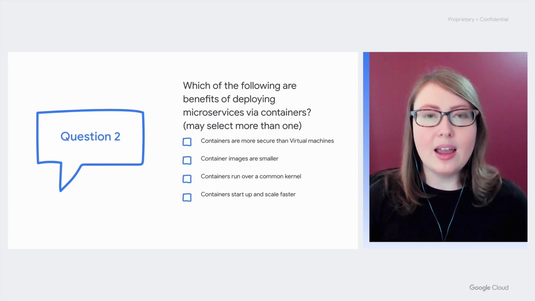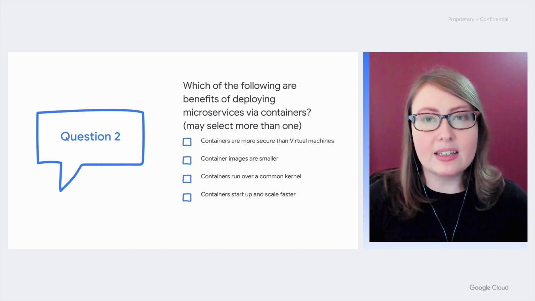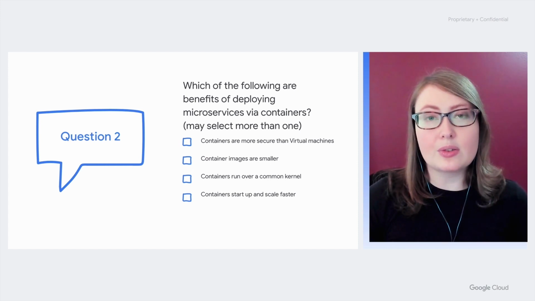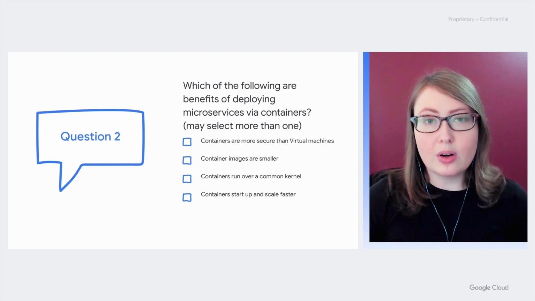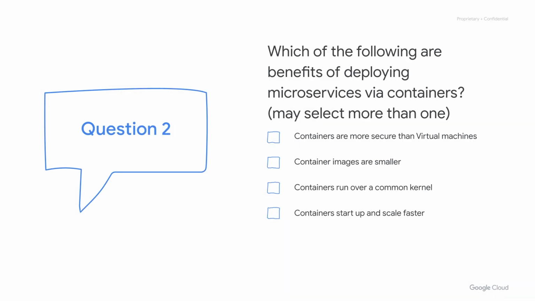For question 2, which of the following are benefits of deploying microservices via containers? Containers are more secure than virtual machines. Containers are smaller. Containers run over a common kernel, or containers start up and scale faster. And you may select more than one of these. So again, containers are more secure than virtual machines. Container images are smaller. Containers run over a common kernel, or containers start up and scale faster. Okay, I'll give you just a couple more seconds.